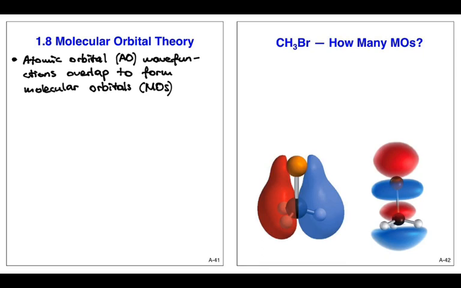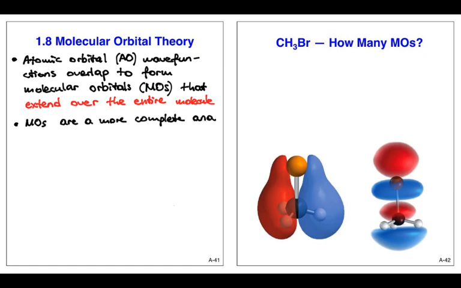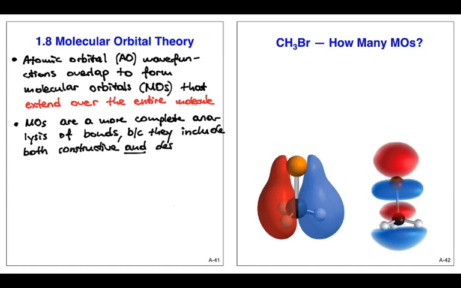And so these extended orbitals are called molecular orbitals, or we abbreviate them as MOs. Molecular orbitals are a more complete analysis of bonds because they extend over the entire molecule. And the molecular orbitals include both constructive and destructive interference. I'll show you some examples. It's a much more accurate analysis of what's going on, but it's also more complex. So I'm just going to give you a brief preview of what's happening here.